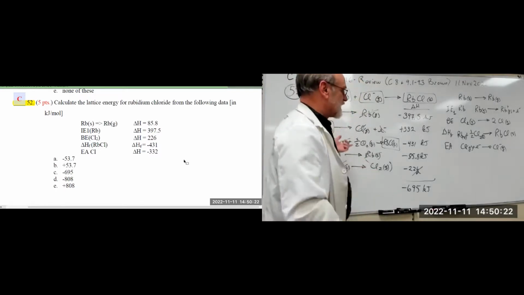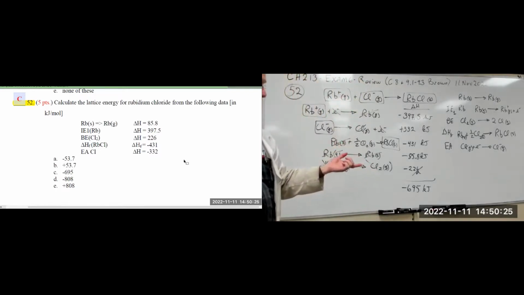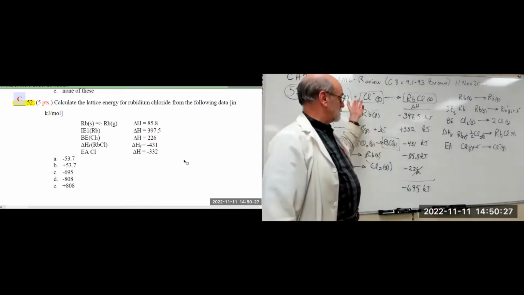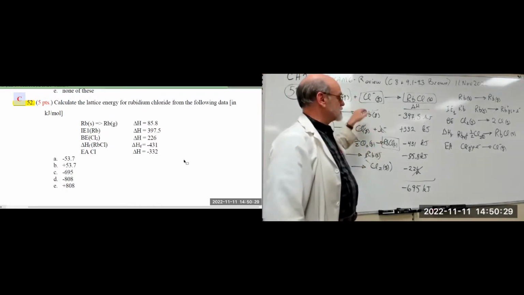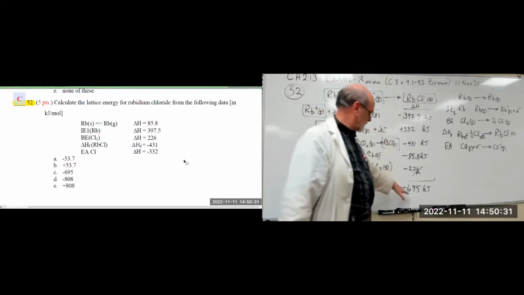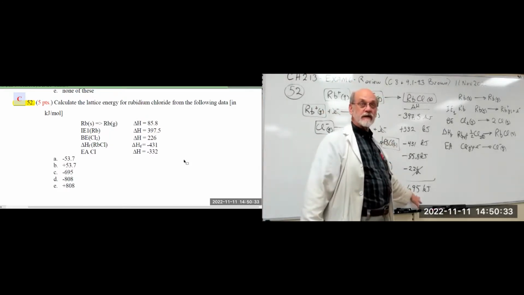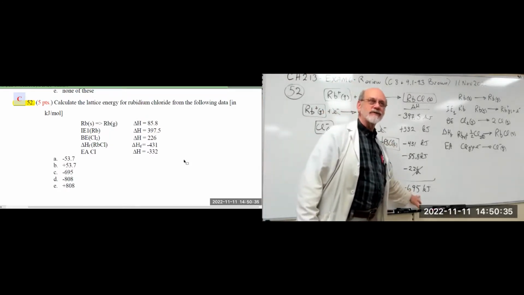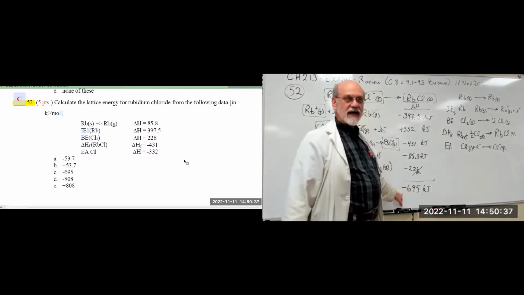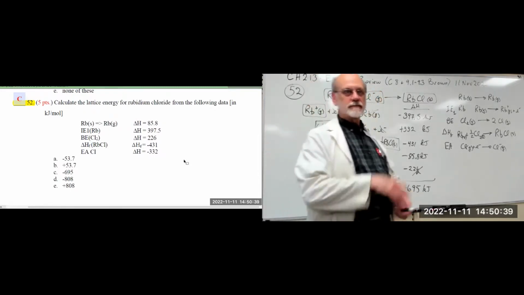Now, is that reasonable? Well, yeah. Lattice energies are fairly high. That's a big number, 695 kilojoules. Plus, they're exothermic with a negative sign. So yeah, it's reasonable.